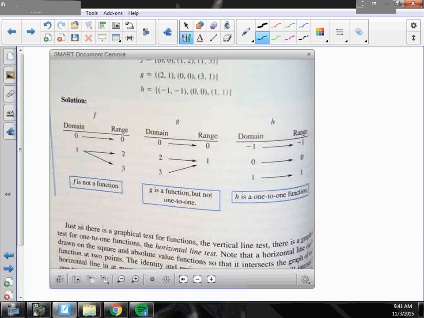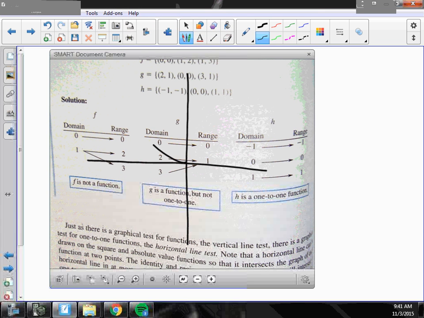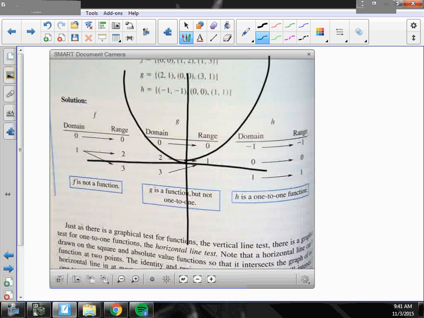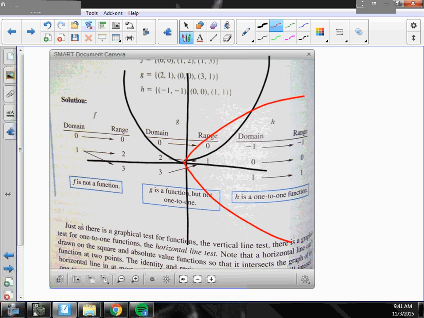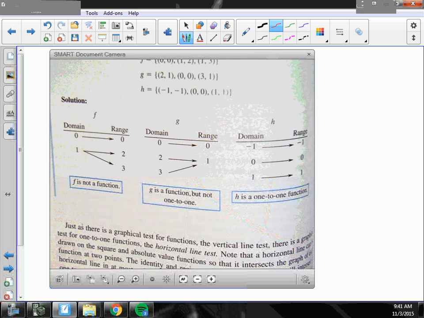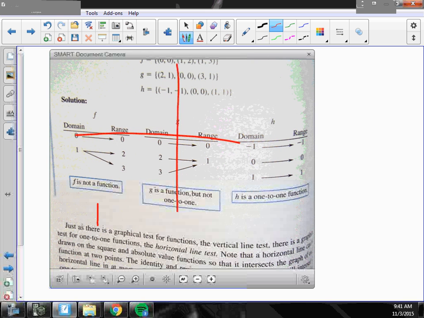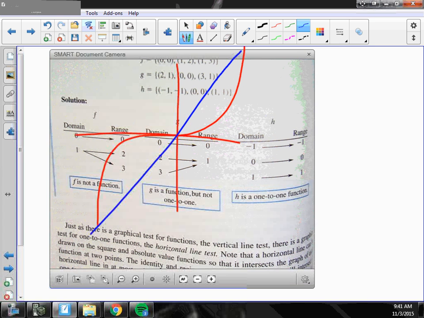So let's do it this way. If I had this graph, it's a function, but it's not 1-to-1. If you invert that, you get this. And now it fails the vertical line test. But if you have a function that is 1-to-1, like x to the third, if I invert that graph, I get this.